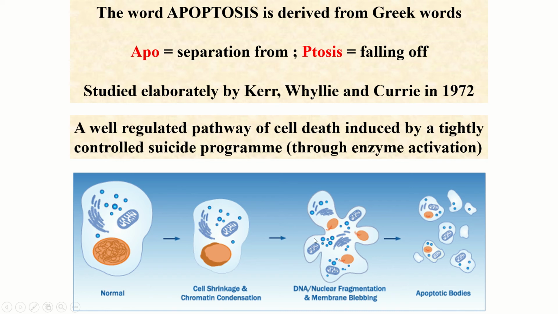Thereafter, what happens? We see the membranes form blebs. We call it membrane blebbing. The DNA or the nucleic acid becomes fragmented. And finally, what happens? These apoptotic bodies are generated, which are ready for macrophage engulfment.